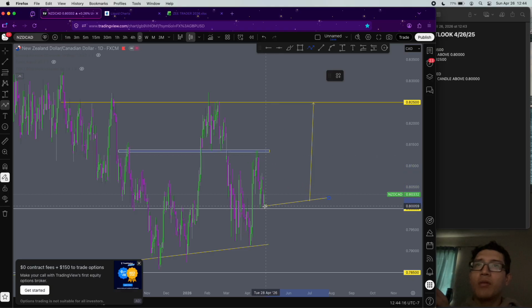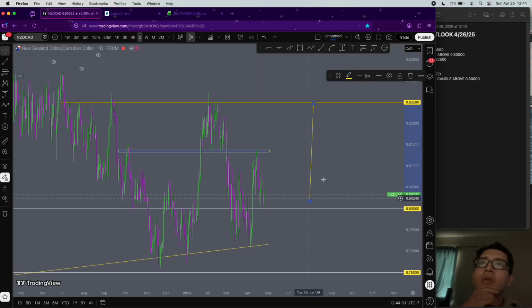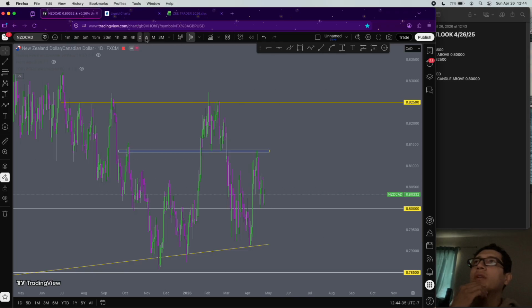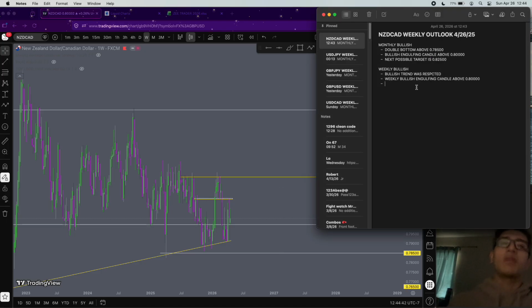But now we're still bullish because price is still above 0.80. As long as price is above our key levels, our key areas of supply and demand, we should be bullish, and this could literally be a higher time frame, higher low. So on the daily, on the weekly, our next possible target could be 0.81300.